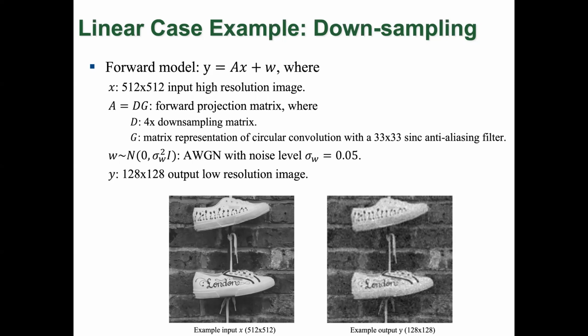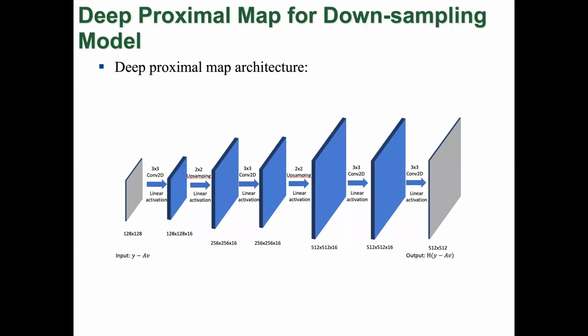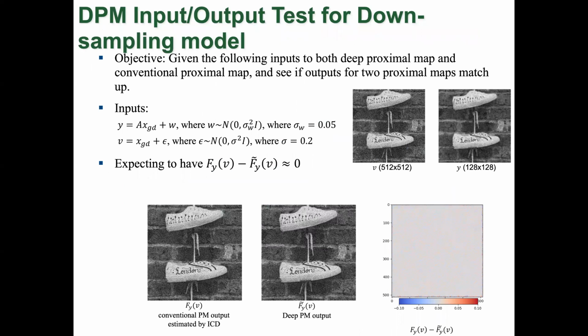Here we have the neural network architecture for this particular forward model. We take a single input, Y minus A of V. We use a 6-layer convolutional neural network to approximate the residual term H of Y minus A of V. We now compare the output of deep proximal map with the output of conventional proximal map, which is estimated by iterative coordinate descent. We see that for this forward model, the deep proximal map is pretty close to conventional proximal map because the error image is almost 0 everywhere.